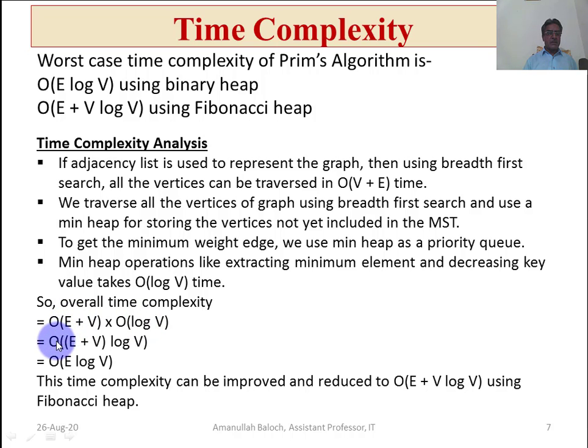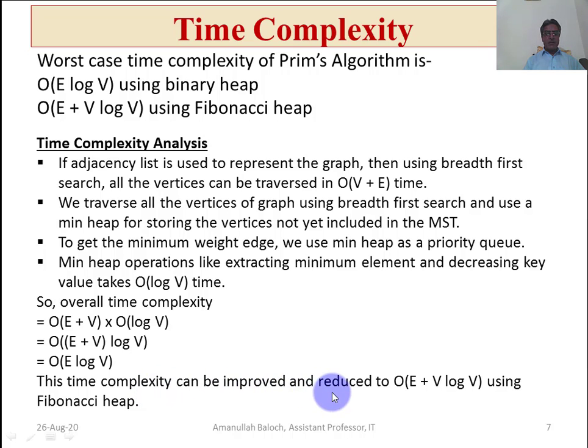So after multiplication, O of E plus V log V, this will be the total time, or we will take the dominant term, that is O of E log V, as we multiply log of V with V and E. There will be two terms, O of E log V, and plus O of V log V. The dominant term will be E log V because it is the largest term. There are more edges than the vertices in the graph. That is, E log V is the dominant term. O of E log V will be the time taken by Prim's algorithm.